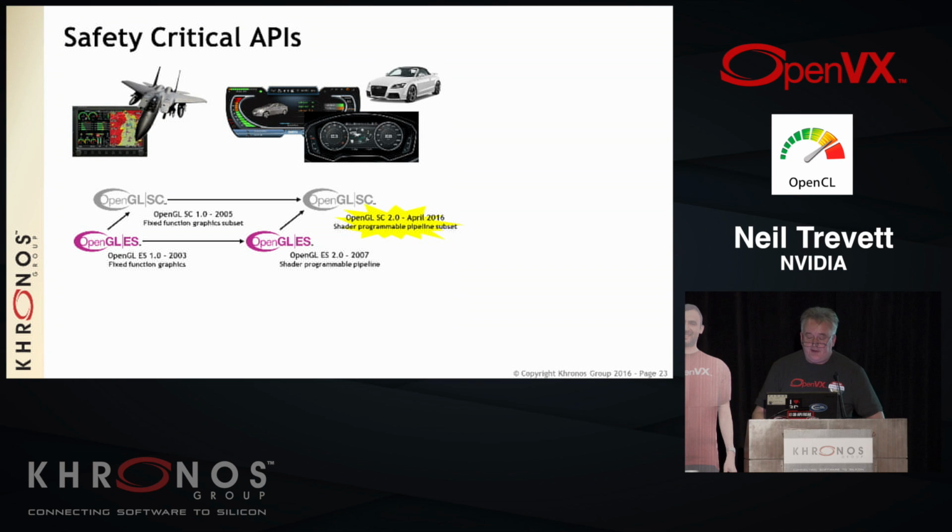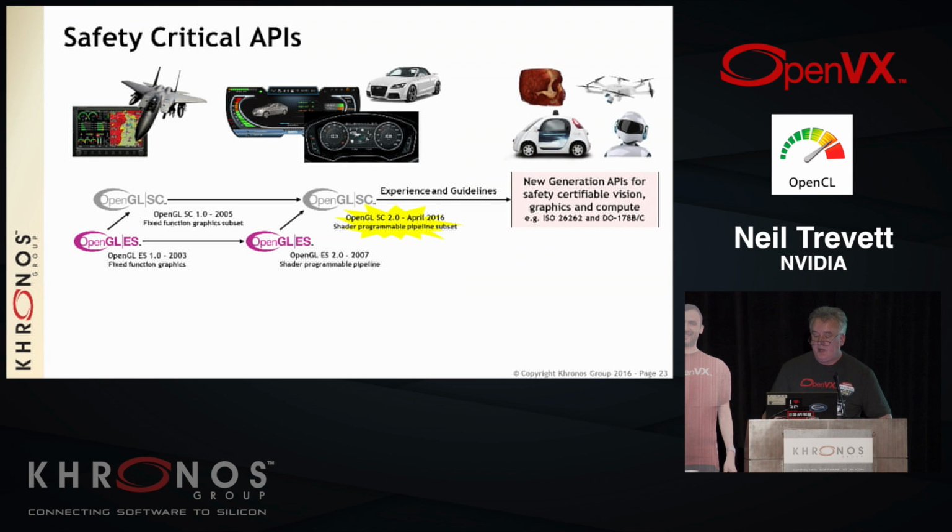Recently, the automotive industry woke up and said, okay, well, we need that too for our console displays, but they want shaded programmable pipelines because they want a little bit more eye candy in the automotive space. And so in April this year, Khronos released OpenGL SC 2.0, which is a subset of OpenGL ES 2, and that's already being developed and deployed. But looking forward, as we have this new world of drones, robots, and cars being autonomous, there's going to be a need for a set of the Khronos-like APIs that are safety certifiable.